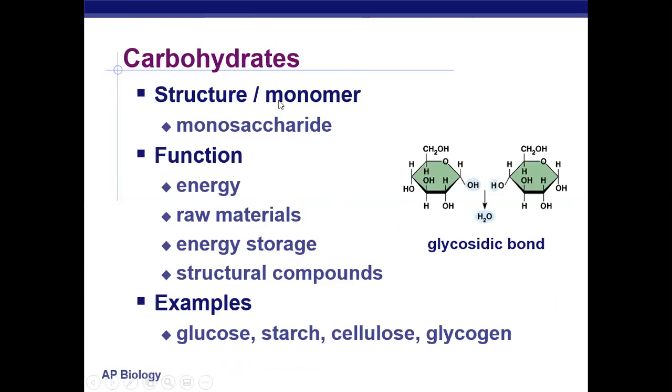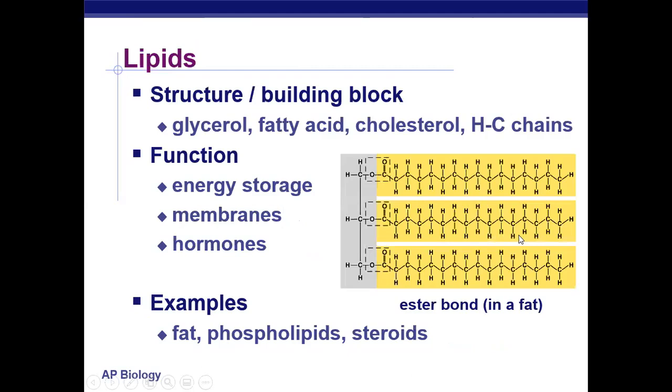Carbohydrates, their monomer is a monosaccharide. The function is for energy, raw materials, energy storage, and structural components. Remember, starch and cellulose and chitin. They are formed through dehydration synthesis of glycosidic bonds. And examples are the polymers, which are polysaccharides: glucose, starch, cellulose, and glycogen.